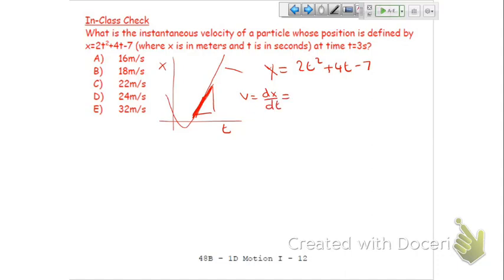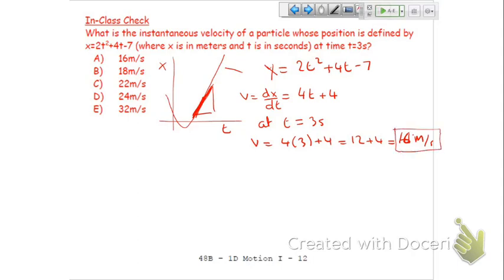So I just use the power rule. I can't even remember what it's called. Multiply the power by the coefficient and reduce the power by 1. Power rule. So I get 4t plus 4. Don't tell Professor Sowash I don't remember what it's called, because he'll make fun of me in the hallway. And then at t equals 3 seconds, v is equal to 4 times 3 plus 4, which equals 12 plus 4, which equals 16 meters per second. Did I get that right? I think I got that right.